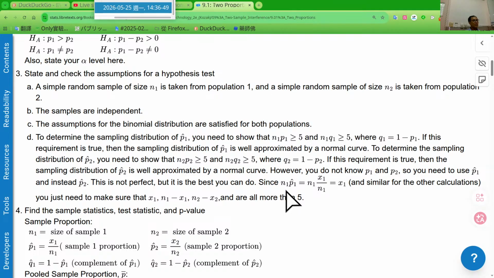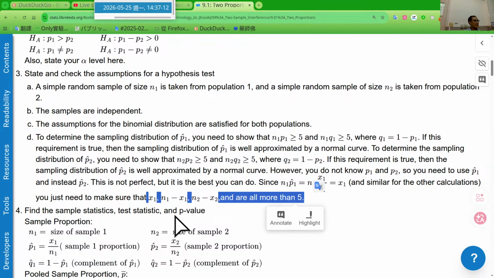Since n1 times P1 hat equals n1 times x1 divided by n1, that is x1. You just need to make sure that x1, n1 minus x1, x2, and n2 minus x2 are all at least 5. I think it's easy.